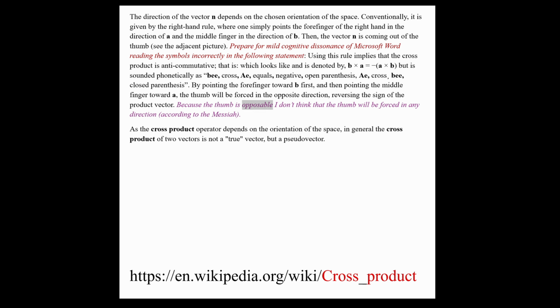Because the thumb is opposable, I don't think that the thumb will be forced in any direction, according to the Messiah. As the cross product operator depends on the orientation of the space, in general the cross product of two vectors is not a true vector, but a pseudo-vector.